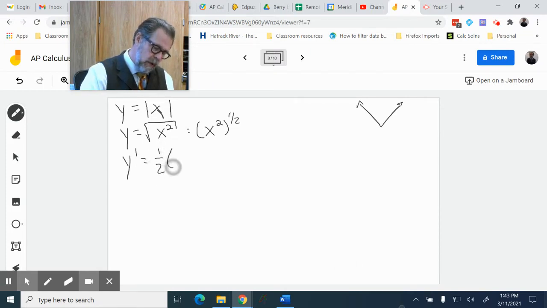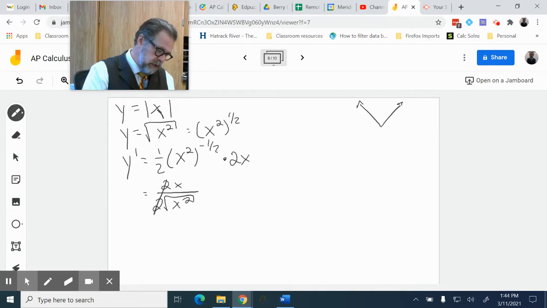We've got power rule, 1/2 x squared to the negative 1/2 times chain rule. The derivative of x squared is 2x. Rewriting this, we have 2x over 2 times the square root of x squared. The 2's reduce, and we may notice that the square root of x squared is in fact absolute x. So this derivative becomes x over absolute x.